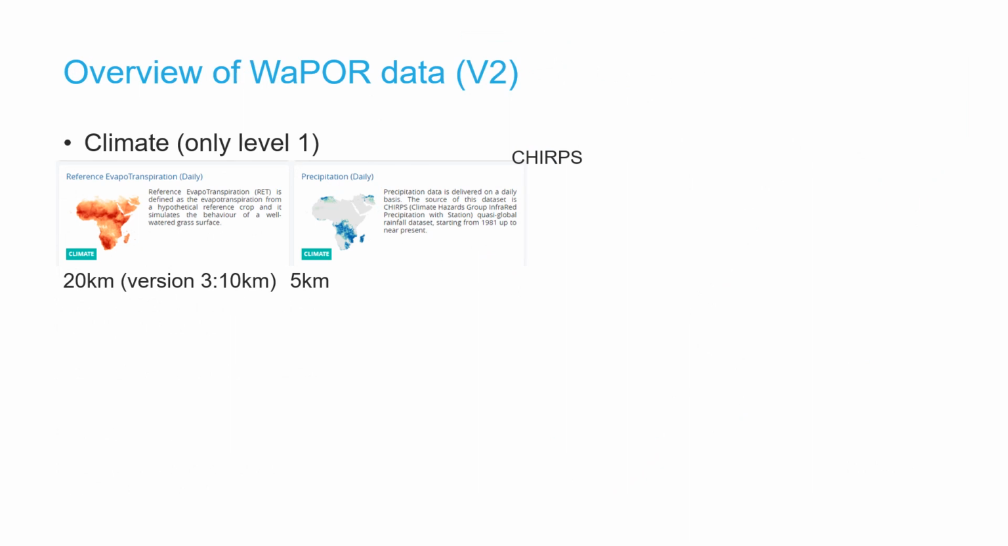The WaPOR database version 2 consists of various products that support the monitoring of water use in agriculture. Most layers are available at each level, except for the climate layers in the form of precipitation and reference evapotranspiration, which are only available for level 1. They are available at a coarser resolution than 250 meter due to the underlying resolution of the input data. The precipitation data has a spatial resolution of 5 kilometers and is derived from the CHIRPS database with some gap filling done. The reference ET data is created specifically for WaPOR and is available at 20 km resolution. This will be improved for version 3 to 10 km resolution.